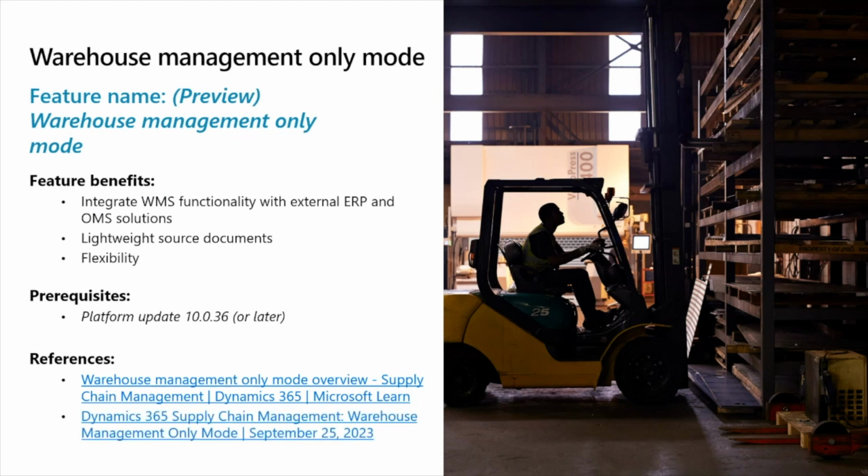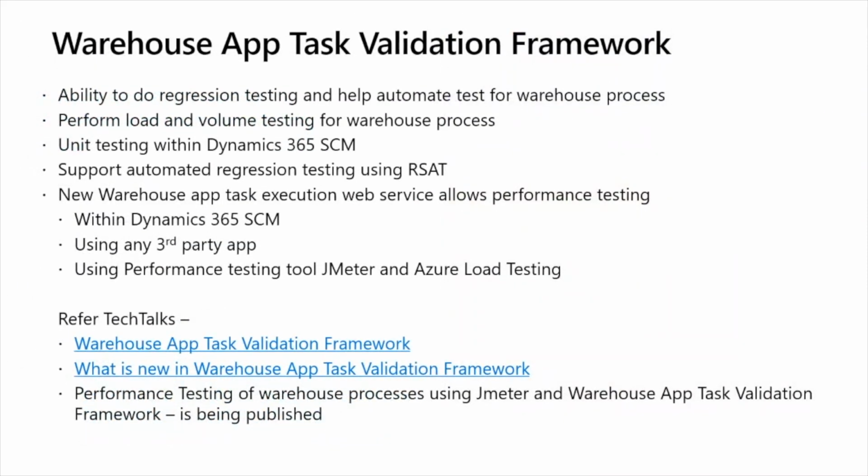I will turn it over to Hiren to cover the warehouse app performance testing. Thank you, Nicole, again. So let's review this new feature in the warehouse app task validation framework. As you are probably aware, this framework provides the ability to do regression testing and help automate the test for the warehouse processes. But now it also has a capability where you can do performance testing or load and volume testing for all of your warehouse processes.